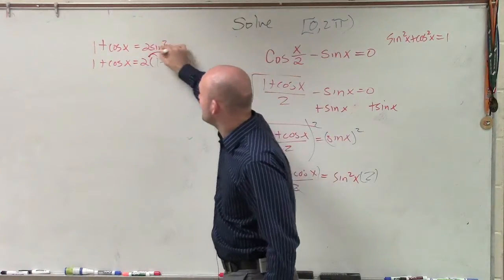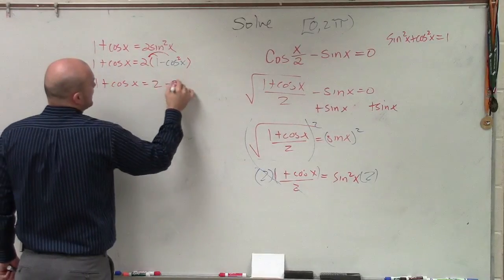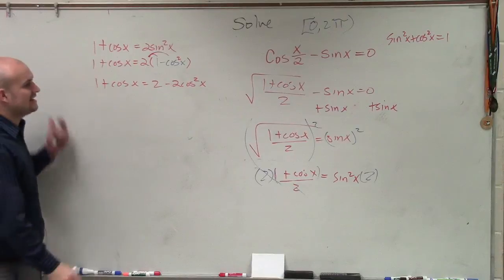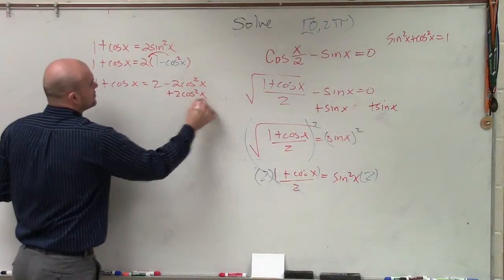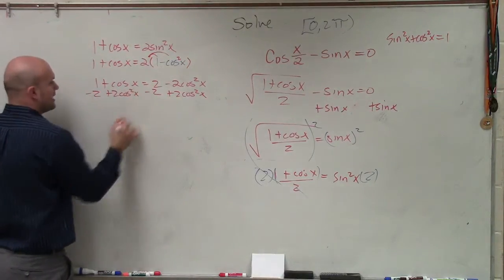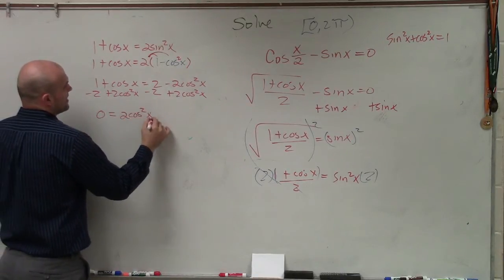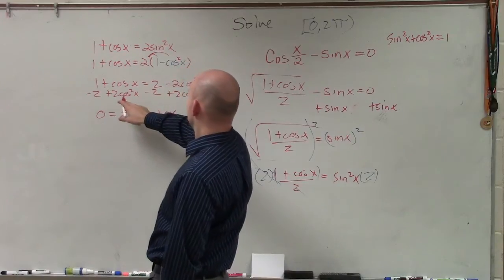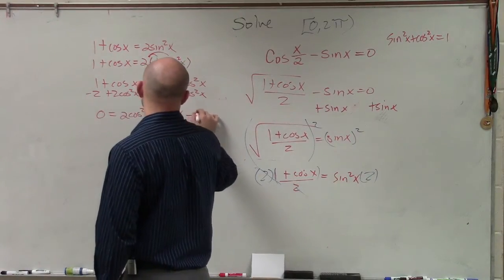I apply the distributive property, and I have 1 plus the cosine of x equals 2 minus 2 cosine squared of x. Now I set everything equal to 0. So what I'll do is I'll add 2 cosine squared of x and subtract 2 over here. Okay, so therefore I have 0 equals 2 cosine squared of x plus cosine of x minus 1.